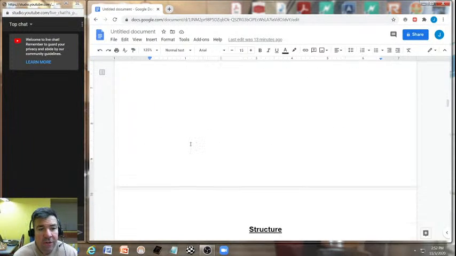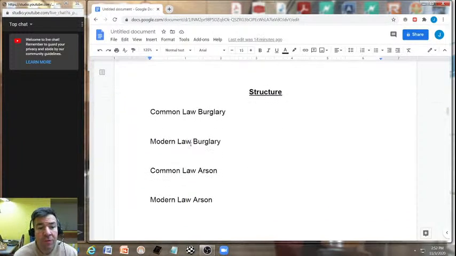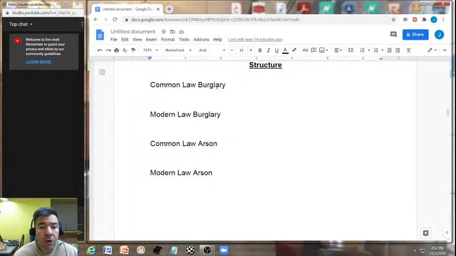Now, switching gears to structure crimes. Common law burglary and modern law burglary. Let's talk about those. Common law burglary is the breaking and entering the dwelling house of another at night with the intent to commit a felony therein. Again, recapping that, common law burglary is the breaking and entering the dwelling house of another at night with the intent to commit a felony therein.